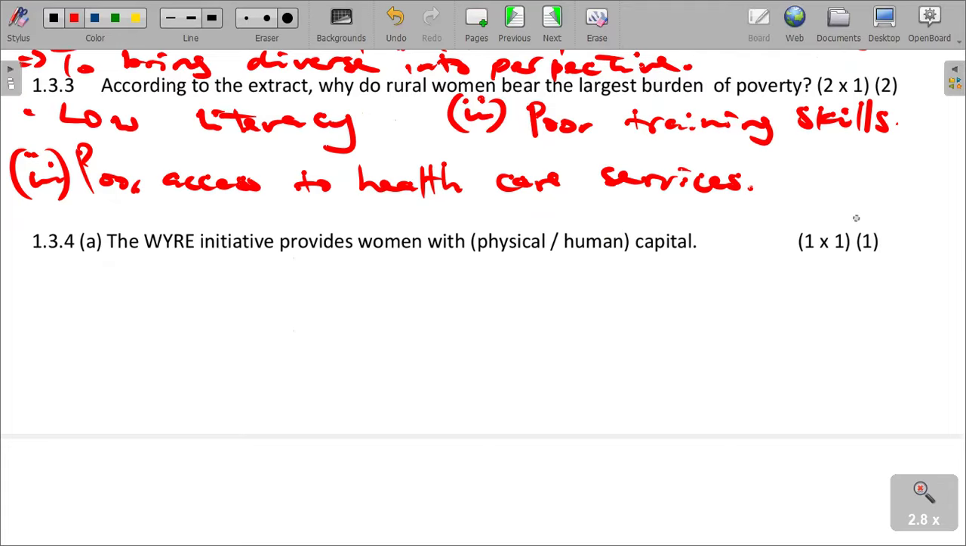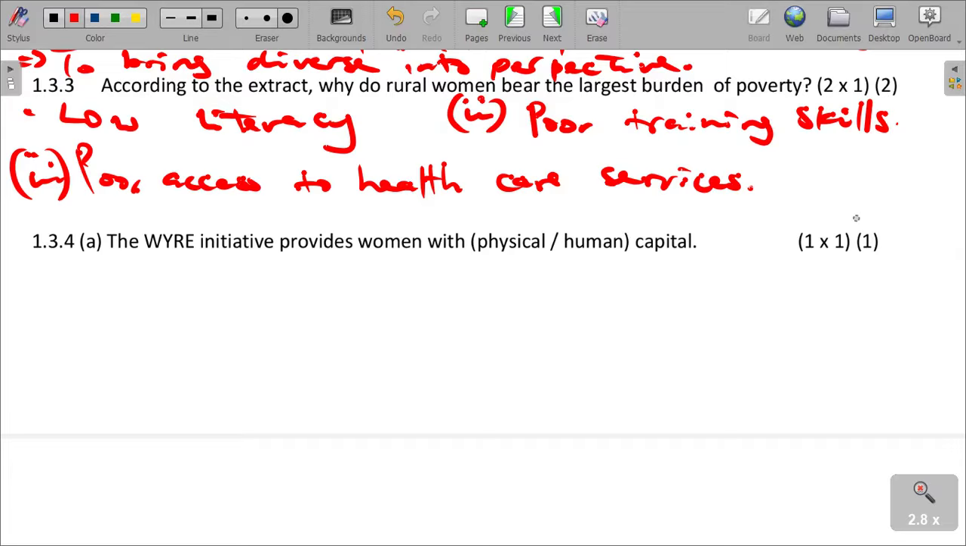And then we are given that the program initiative provides women with, dash, is it physical or human capital?